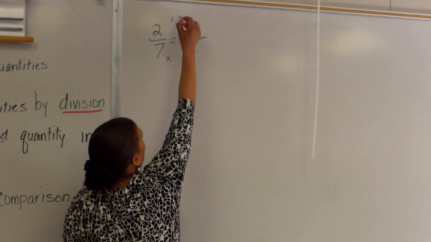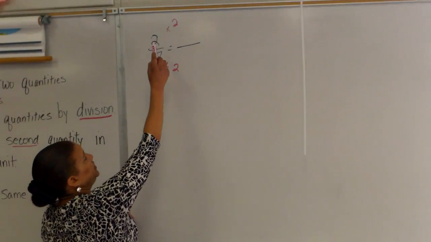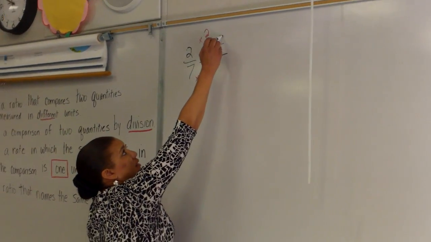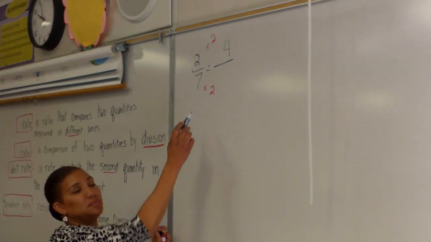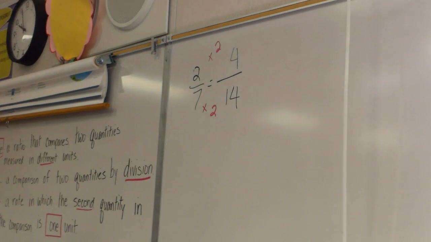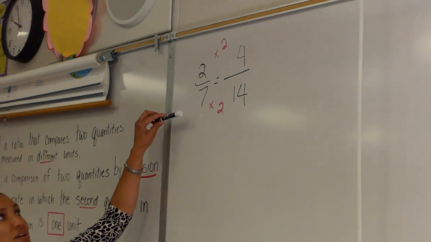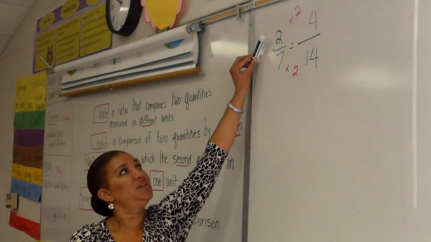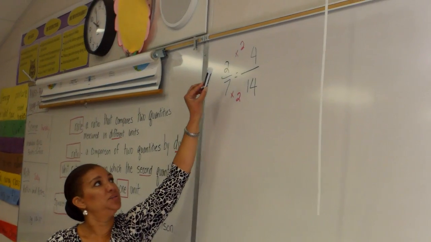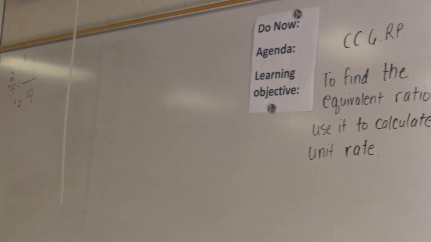So I'm going to multiply the top and the bottom by the same number. Let's say I multiply the top by 2 and I multiply the bottom by 2. 2 times 2 equals what? 4. 7 times 2 equals 14. So my equivalent ratio of boys to girls, my equivalent ratio of 2 to 7 is equivalent to the ratio 4 to 14. Jerry, do you have a question?